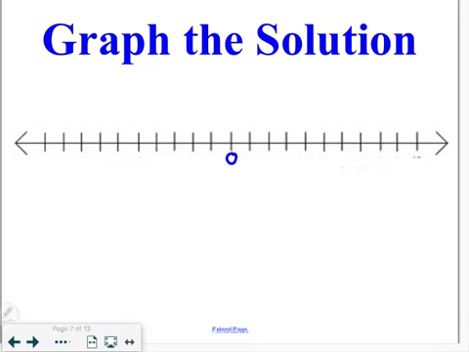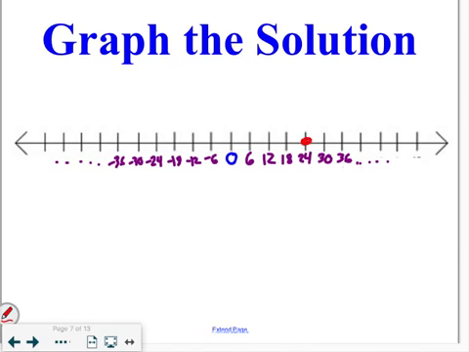I'm going to count by 6s. So 6, 12, 18, 24, 30, 36, etc. And same thing on the negative side. Make sure that you are counting by the same values going up and down. So in order to graph this solution, our first answer was 24, so we would put a dot at 24, and our second answer was negative 6, so we would have a dot at negative 6.